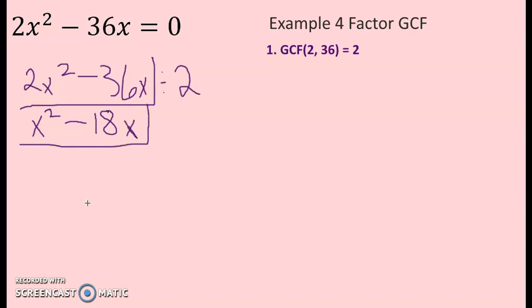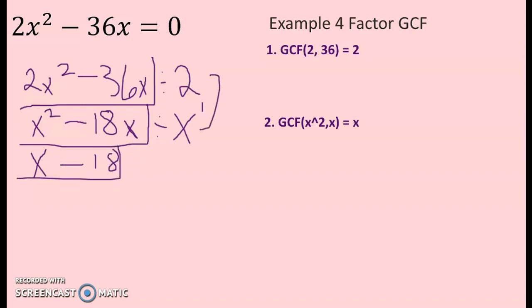Now the next step, you want to factor out the greatest common factor of the variables. And the greatest common factor of x squared and x is just x. You take the variable with the smaller exponent. So now we're going to divide out x. So x squared divided by x is x, because 2 minus 1 is 1. X divided by x is 1, because a number divided by itself is just 1. So we have minus 18.